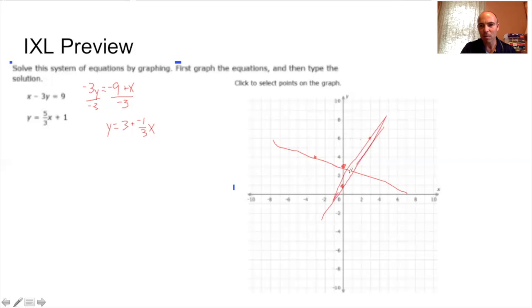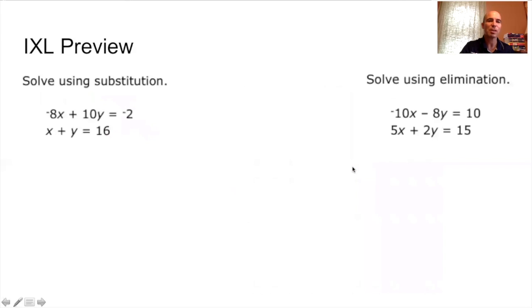I think my solution was probably a little sloppy there. Hey, you guys are gonna have the glory of using your IXL graph that will be very neat, and you'll find your solution. But anyway, where the two graphs crash, that's your solution. Looks like it's probably like 1, 2, or something like that.